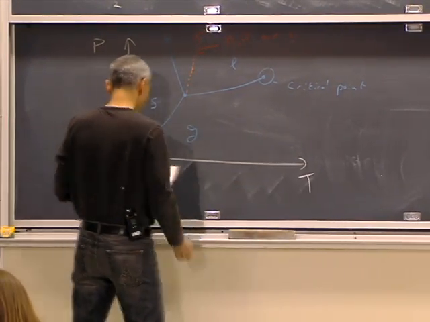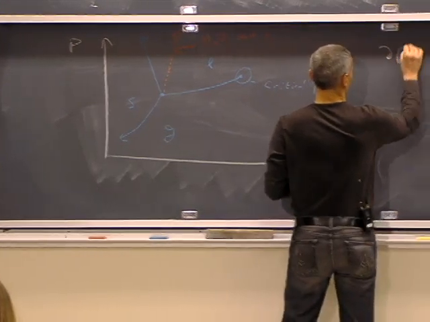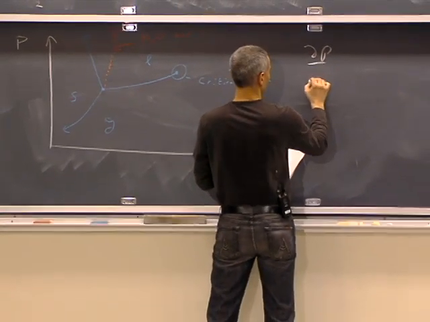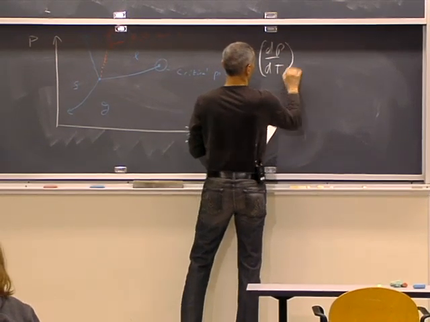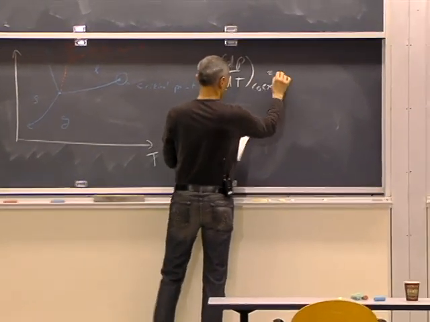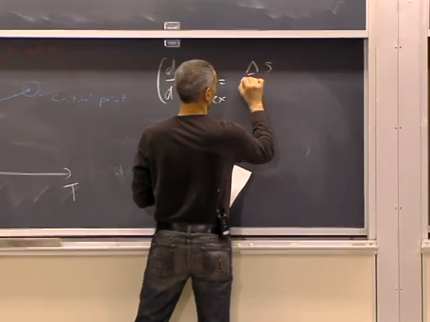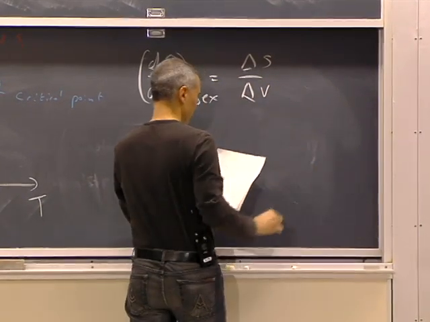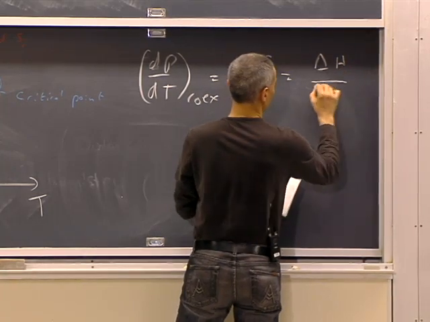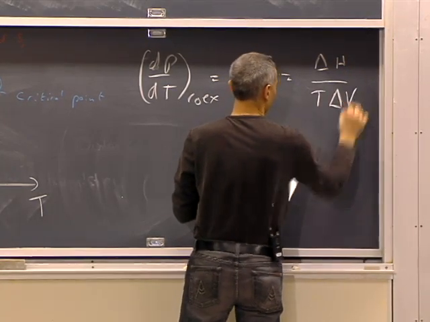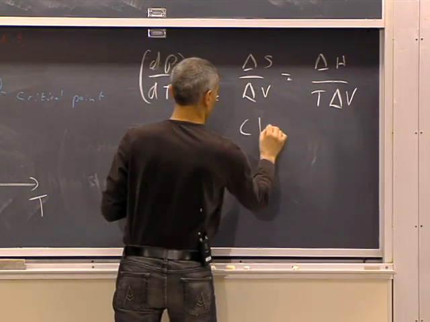But first, let me remind you what the coexistence curve is. dP/dT along coexistence is delta S over delta V, or delta H over T delta V, and that's the Clapeyron equation.